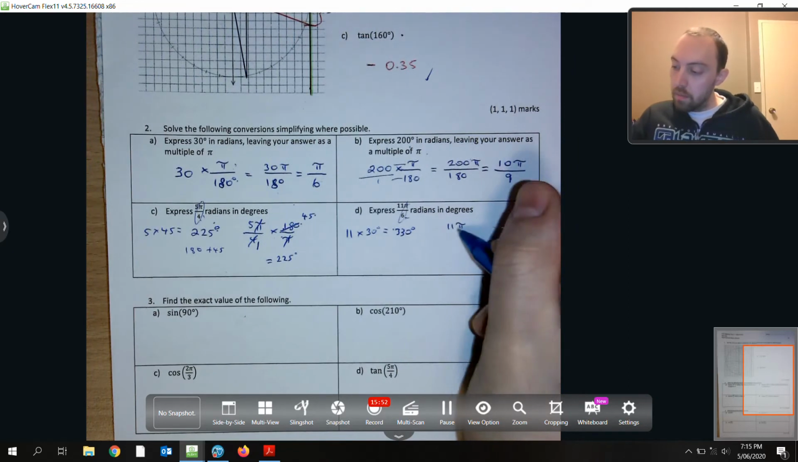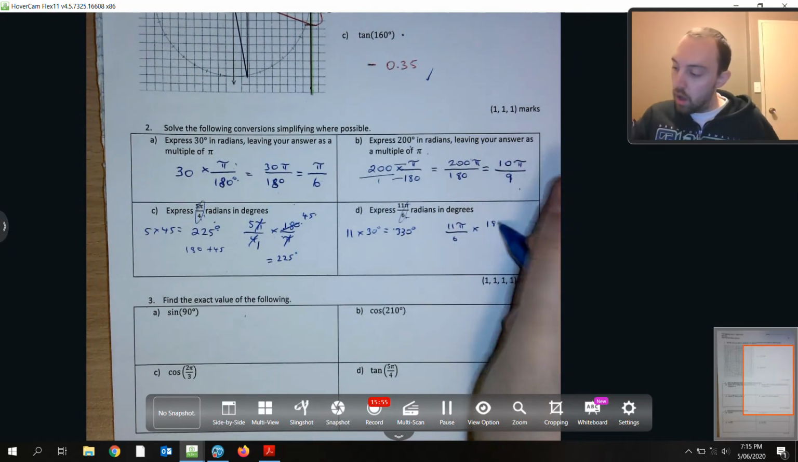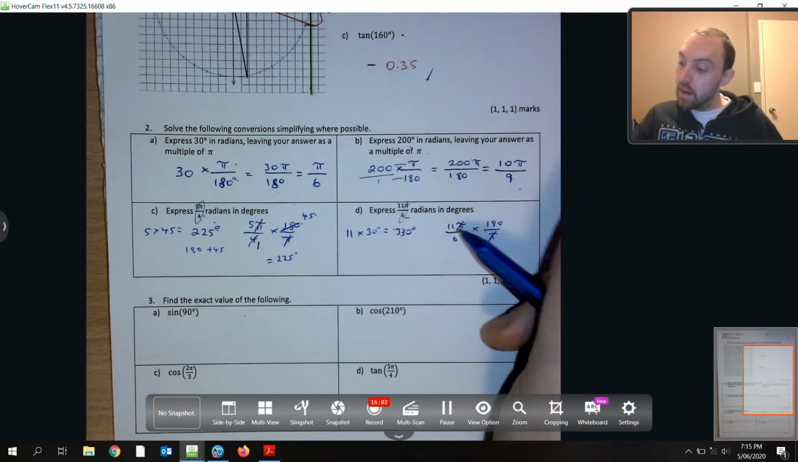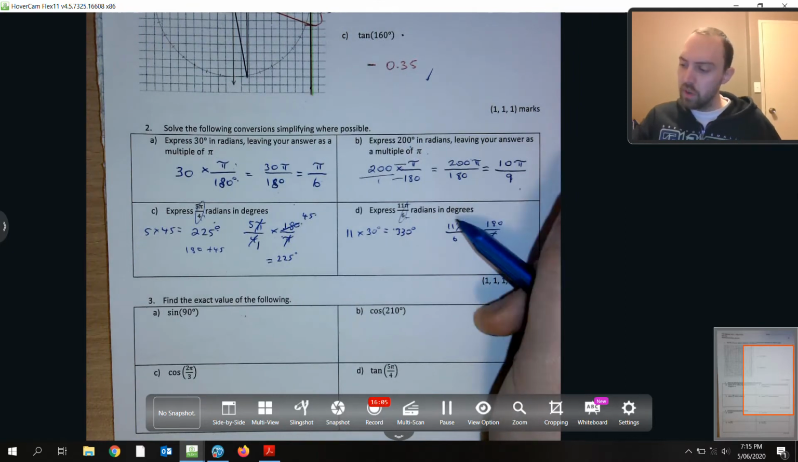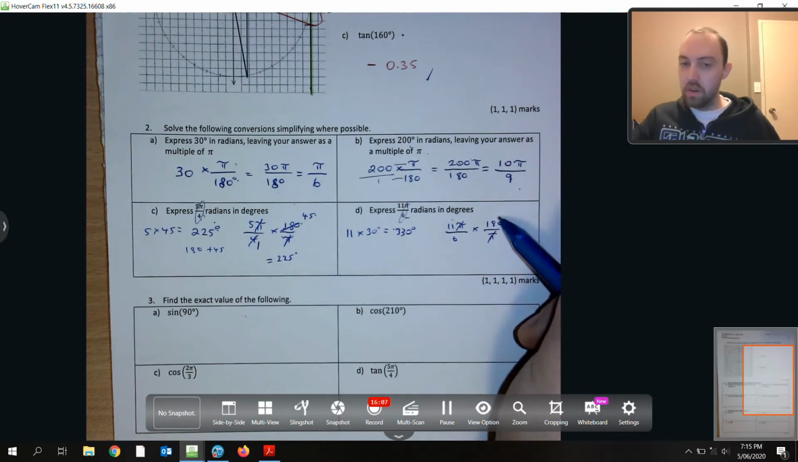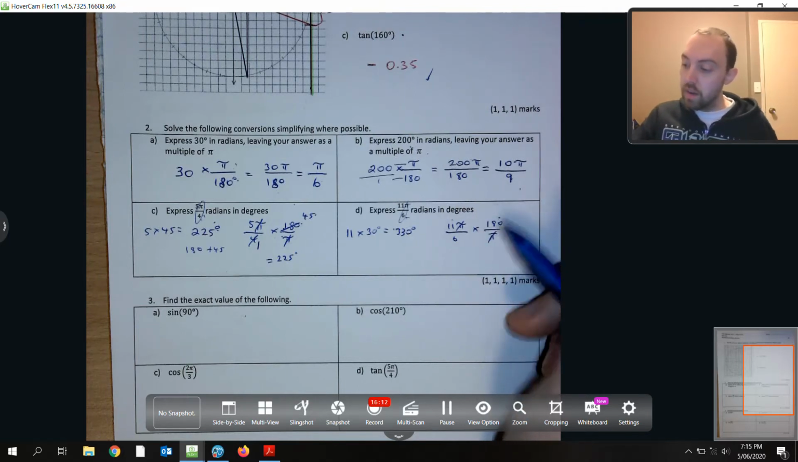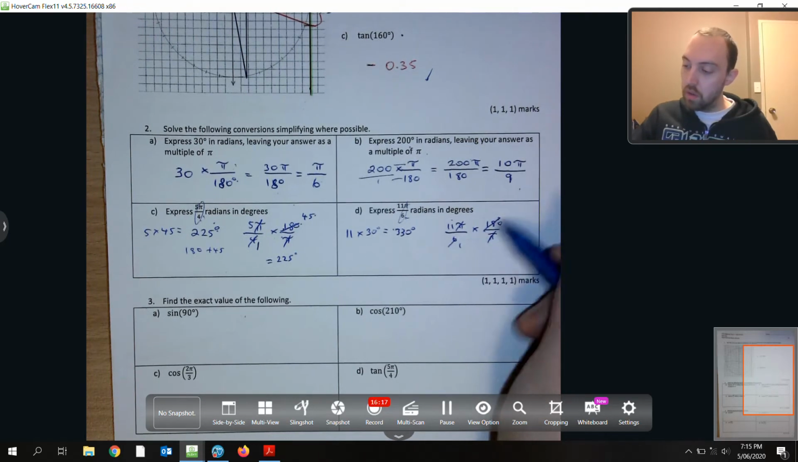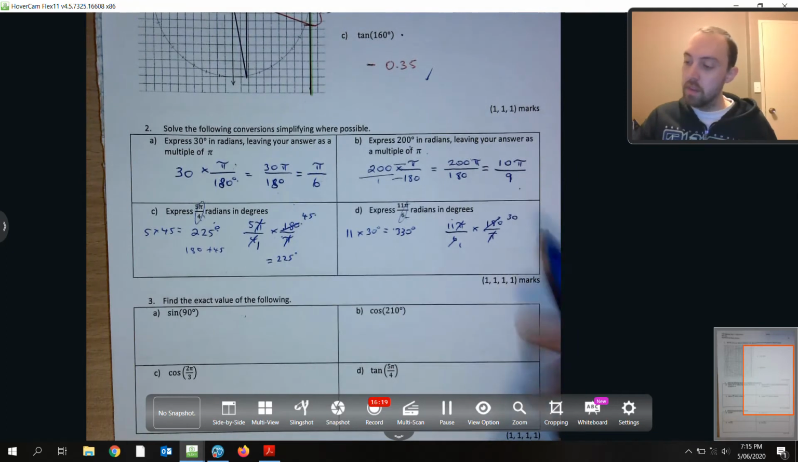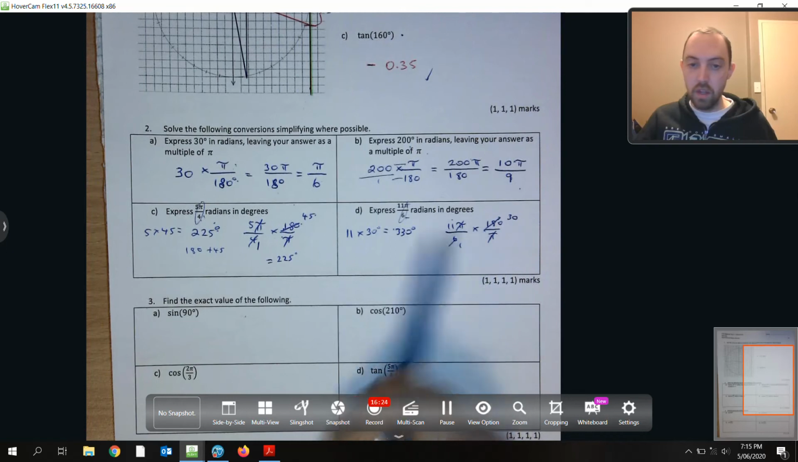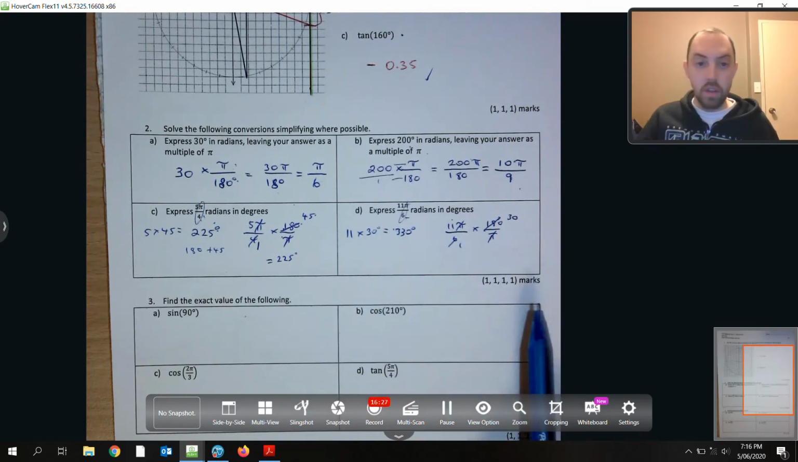Other way, pi on 6 times 180 on pi. Pi is going to cancel always, if there's a pi there anyway. So you don't have to do the 11 times 180, which I've seen a lot recently. You simplify the fractions first. 180 divided by 6, well, that goes 30 times, and then I'm back to this side of things. 11 times 30 is 330. All right.